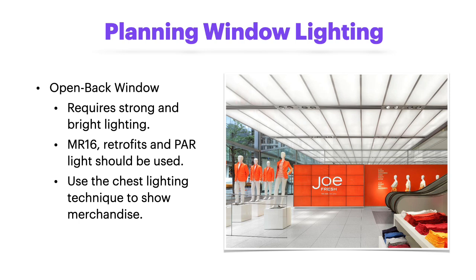Planning window lighting. An open back window is one where there is no wall or partition that separates the display window from the rest of the store. Open back windows require strong and bright lighting in the display area to attract and keep the shopper's eye from looking beyond the display and into the store. Only a few sharp spots with the MR16 retrofits and power lighting should be used. Merchandisers should use the chest lighting technique to show off merchandise without lighting the mannequin's face.